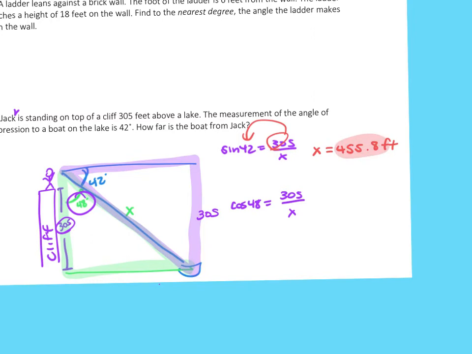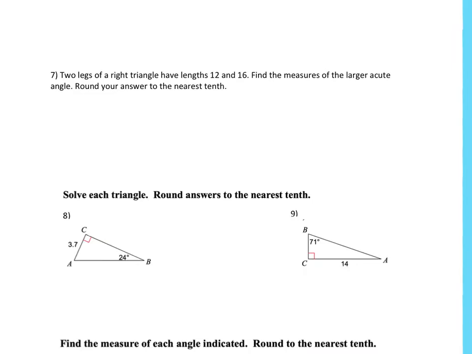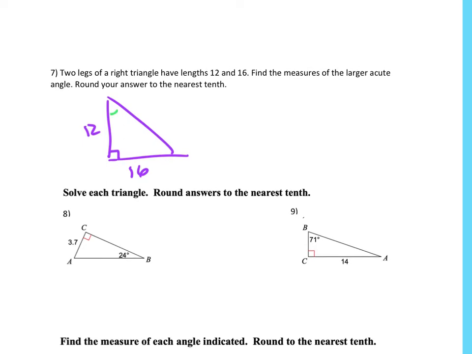Any other questions from the homework for 4.3? So 7 says 2 legs of a right triangle have lengths 16 and 12. The measure of the larger acute angle. So this obviously is my right triangle, right? The legs are the non-hypotenuse. The other one's called the hypotenuse. And the larger of the acute angles, so I'm either looking for this angle or this angle.